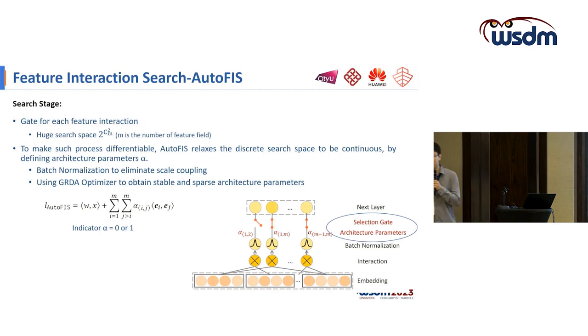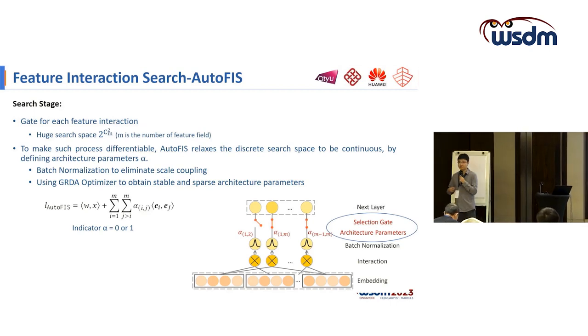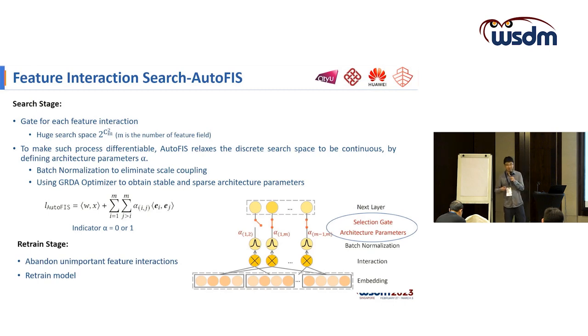This is a 0-1 binary choice, which is not differentiable. So in order to make it differentiable, we model the probability of such a gate being connected. Also, the model uses some training tricks like batch normalization and the GRDA optimizer to get stable and sparse architecture parameters, which means a lot of the gate parameters will be zero, and only the useful ones will be retained. After the first stage, all the gates with zero parameters are filtered away, and the whole model is retrained with the remaining feature interactions.